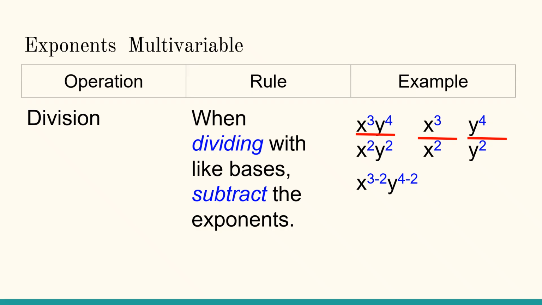Finally, we're going to go ahead and simplify the exponents. So we have 3 minus 2 is 1, so we have x to the power 1. And for y we have 4 minus 2 is 2, so we have y squared.